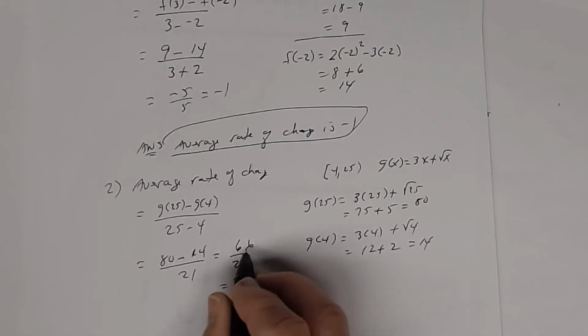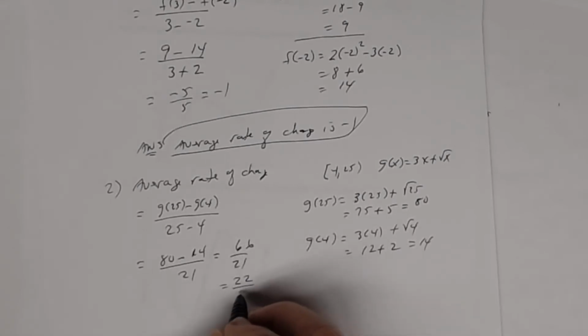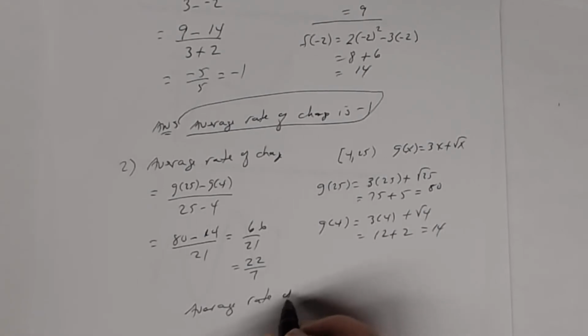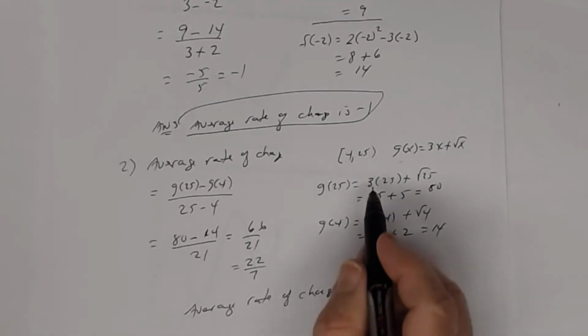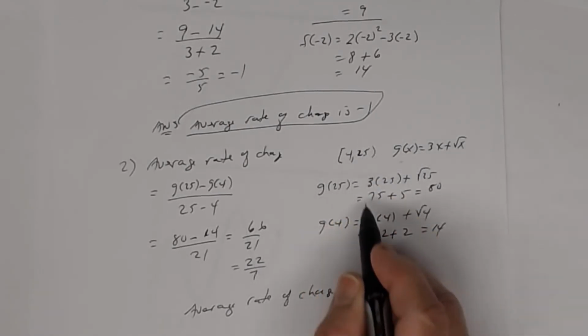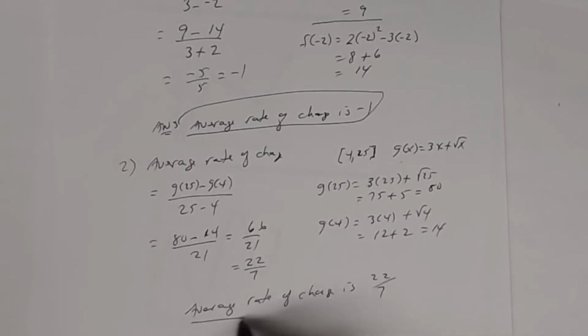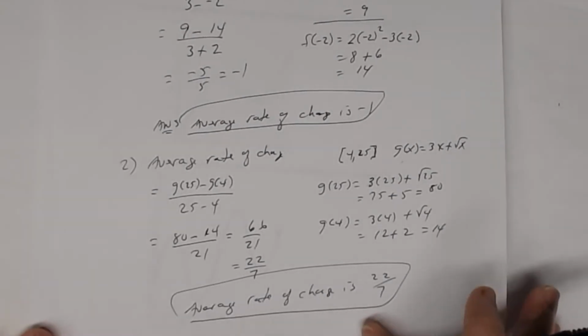So that's 66 divided by 3 is 22. 21 divided by 3 is 7. So there's your average rate of change. So the average rate of change, and leave it as a fraction. Don't change it to a decimal. The average rate of change for this function here in that interval from 4 to 25 is 22 sevenths. All right, so that's number 2.